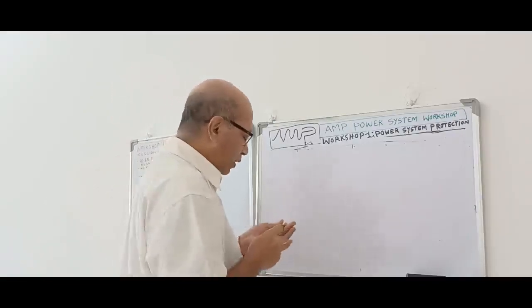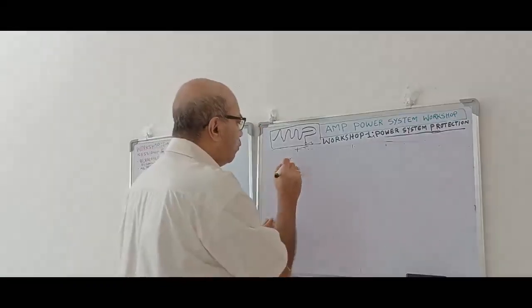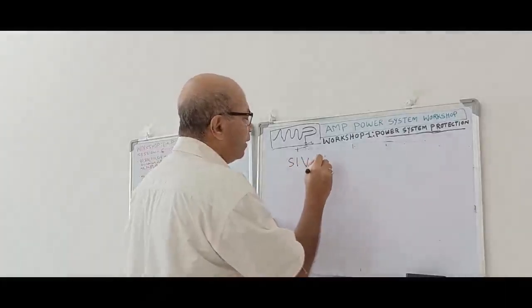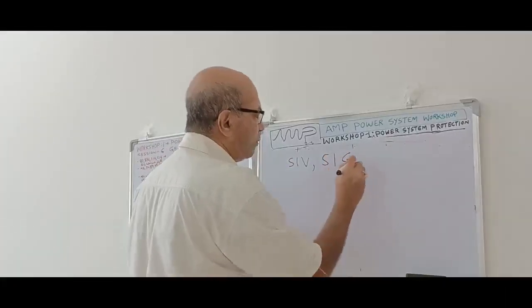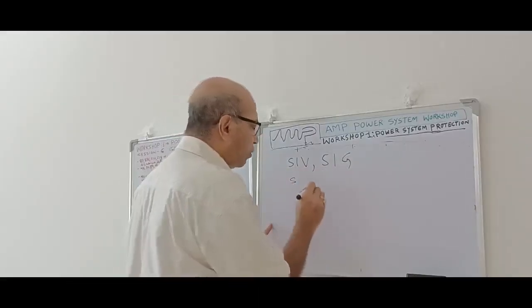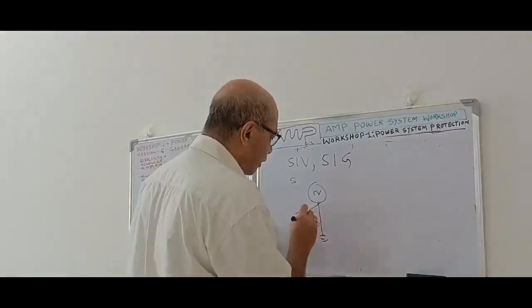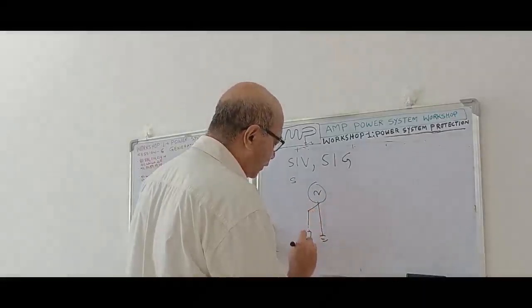So how do we do that? We have already discussed this. The 2 protections we normally apply are 51V and 51G. That is for the single isolated small size machine. So we have seen this generator is connected either directly or through a resistance, right?